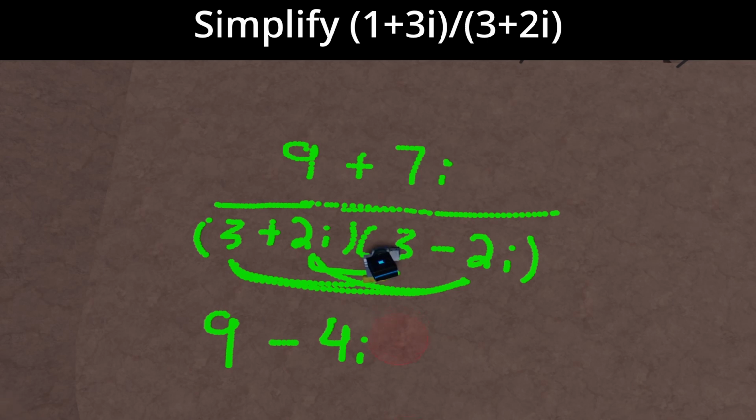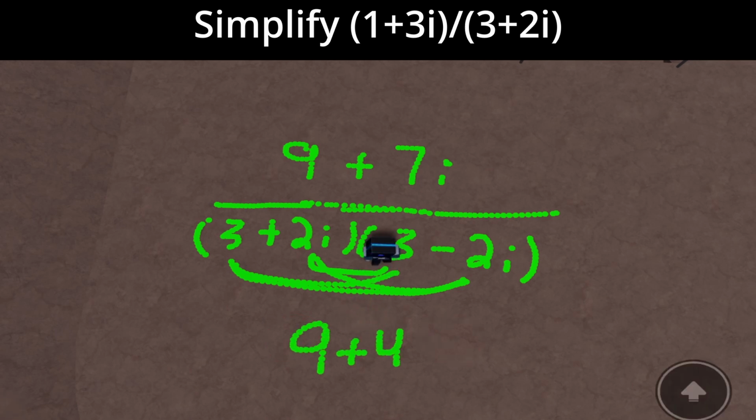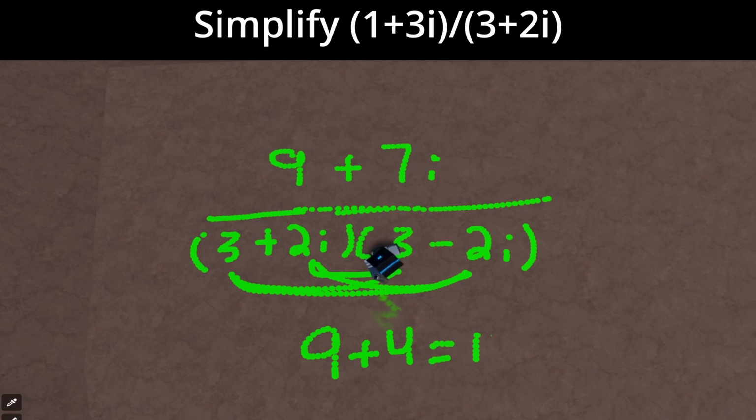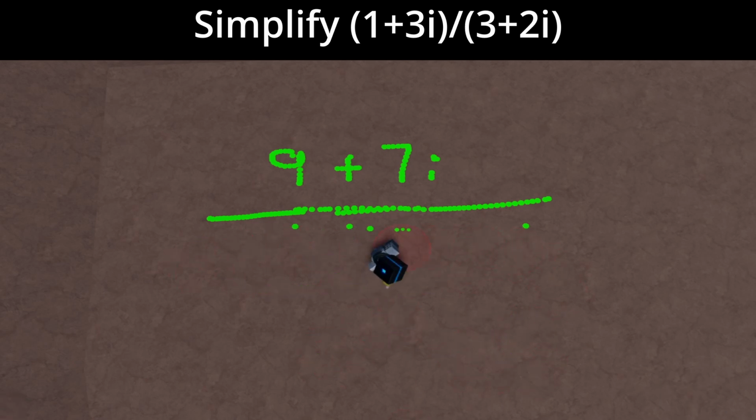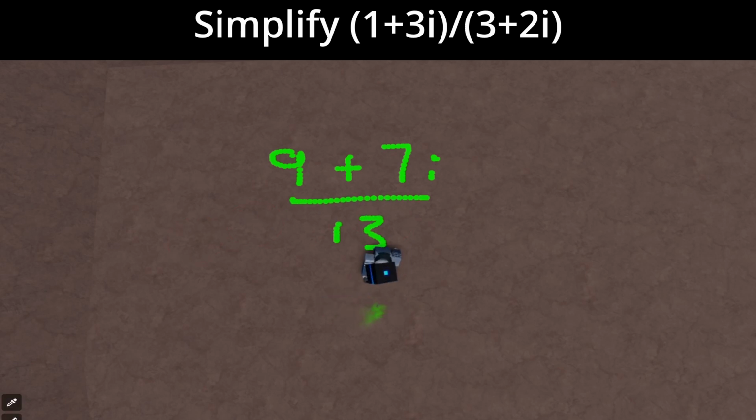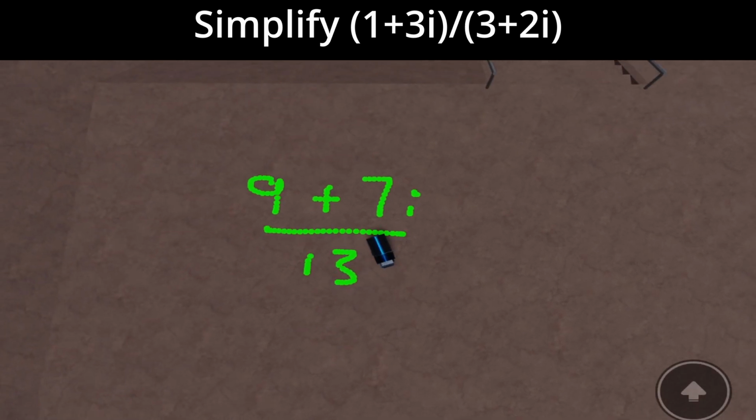i squared is just minus 1. And then minus 4 times minus 1 is plus 4. So I just have 9 plus 4. And 9 plus 4 is 13. So this whole denominator is just 13. So my final expression is 9 plus 7i divided by 13.